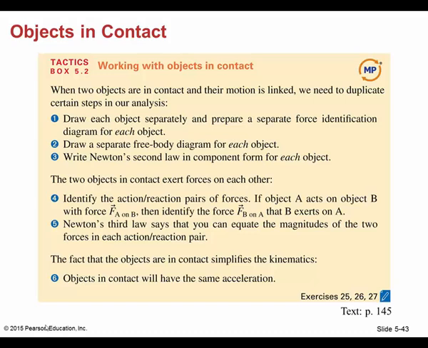Now, notice it says we can't solve the motion of one block without considering the motion of the other block. So, here are some good little steps to go by for contact forces. Of course, you draw a separate free body diagram for each object, write Newton's second law, of course, a component for each object, and then the two objects in contact exert forces on each other, okay? These are good rules to go by.